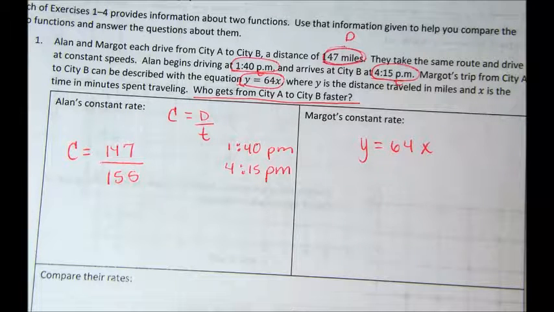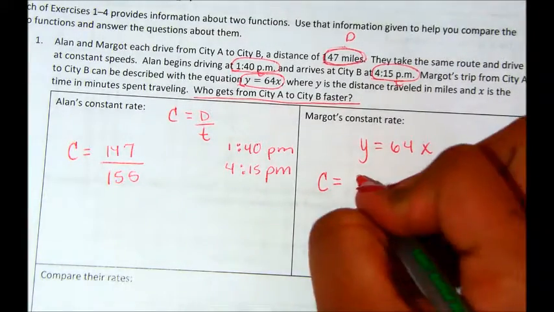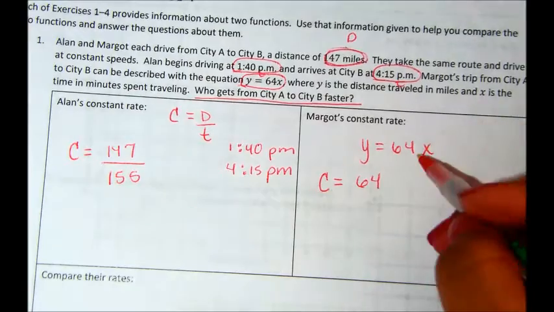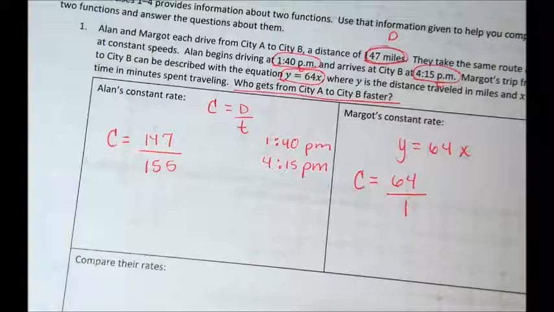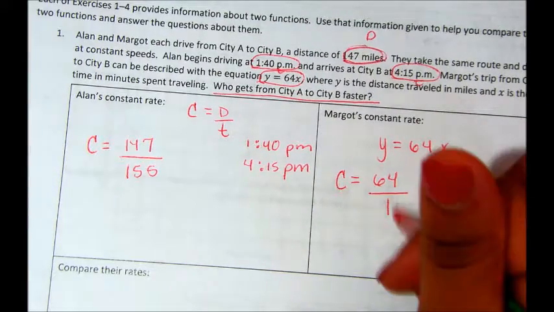What is Margot's constant rate? Margot's constant rate is going to be her given distance over her given time. It's going to be the coefficient attached to it. Margot's rate is given to us as 64 miles per hour.